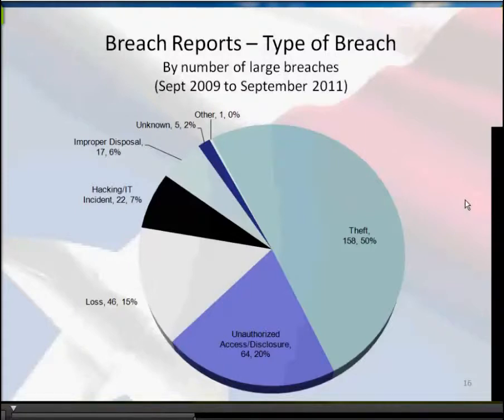This chart shows a breakdown of breaches, and it covers from September 2009 to September 2011, where about 50% were due to theft, 20% were due to unauthorized access and disclosure, 15% for loss, 7% for hacking, 6% for improper disposal, and so on.